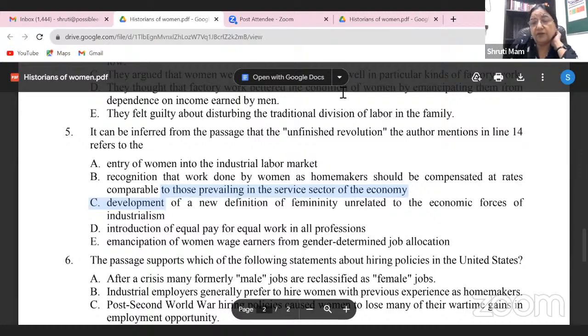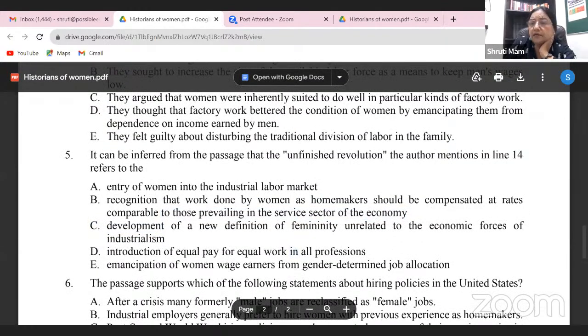But here, let's look at it. Unfinished revolution. Entry of women into industrial work does not explain the unfinished revolution. Recognition that work done by women as homemakers should be compensated at rates not discussed. Rates were not even discussed. Development of a new definition of femininity unrelated to economic forces. A new definition, unrelated to economic forces, was not even given. It was not even discussed here. Is it clear? So the unfinished revolution did not talk about any kind of that.